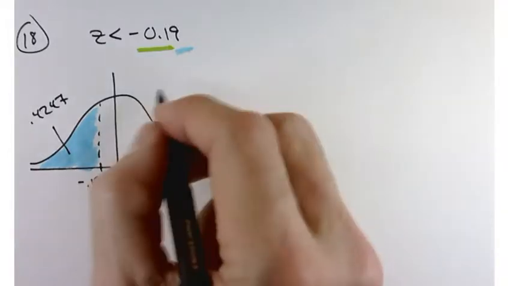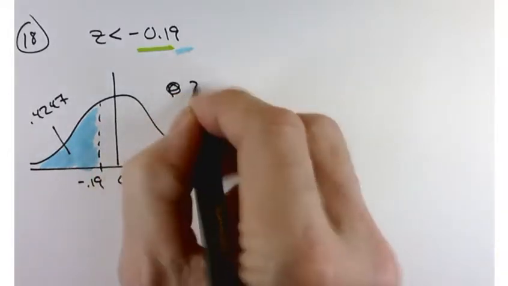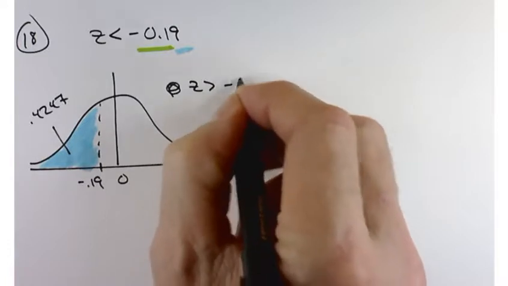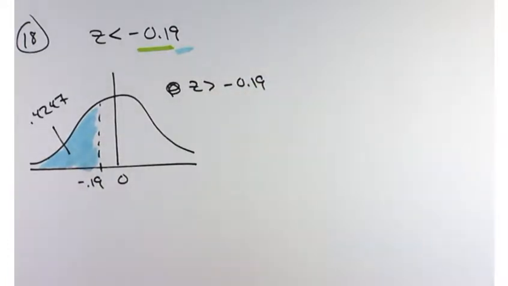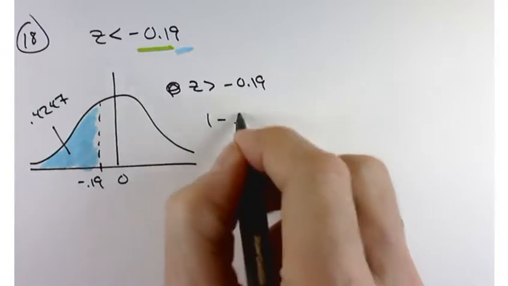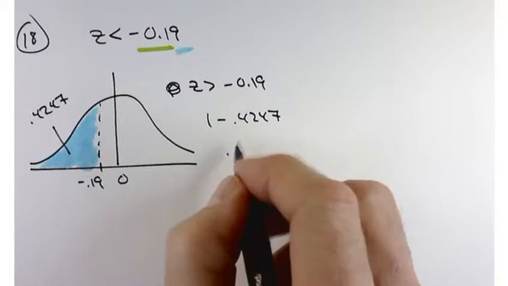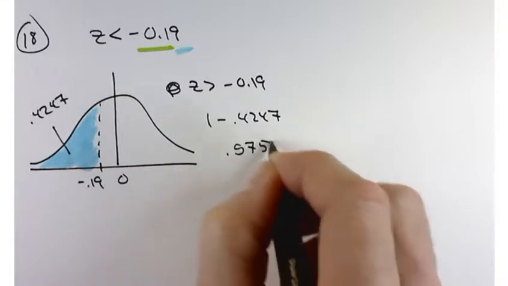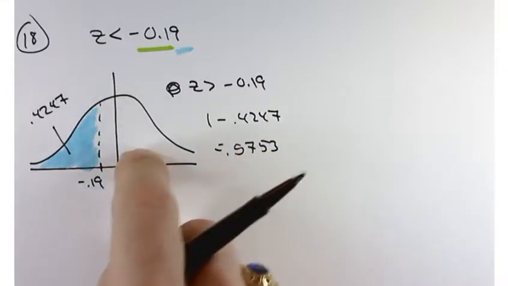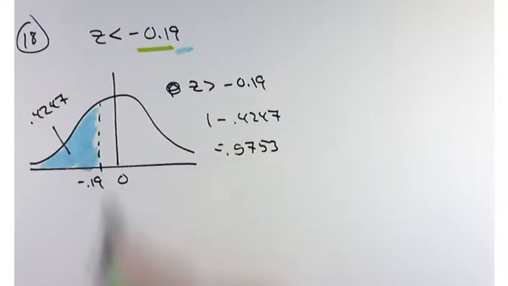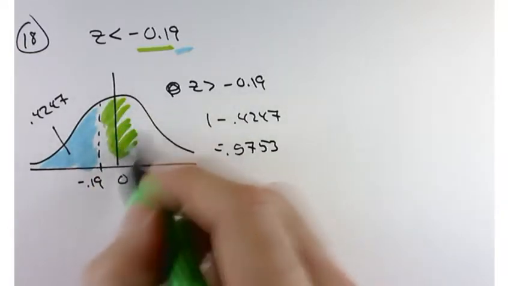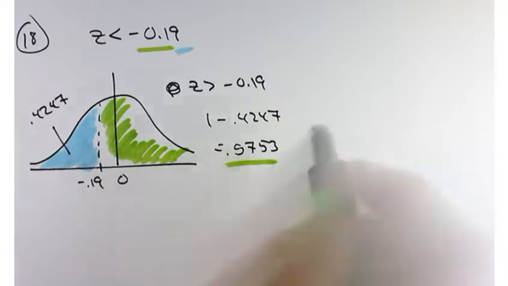By contrast, if I wanted z to be greater than negative 0.19, what would I do to find that area? Yeah, 1 minus this. So it'd be 1 minus 0.4247, so 0.5753 would be this unshaded area. Actually, let's just shade that green. So that'd be that area.